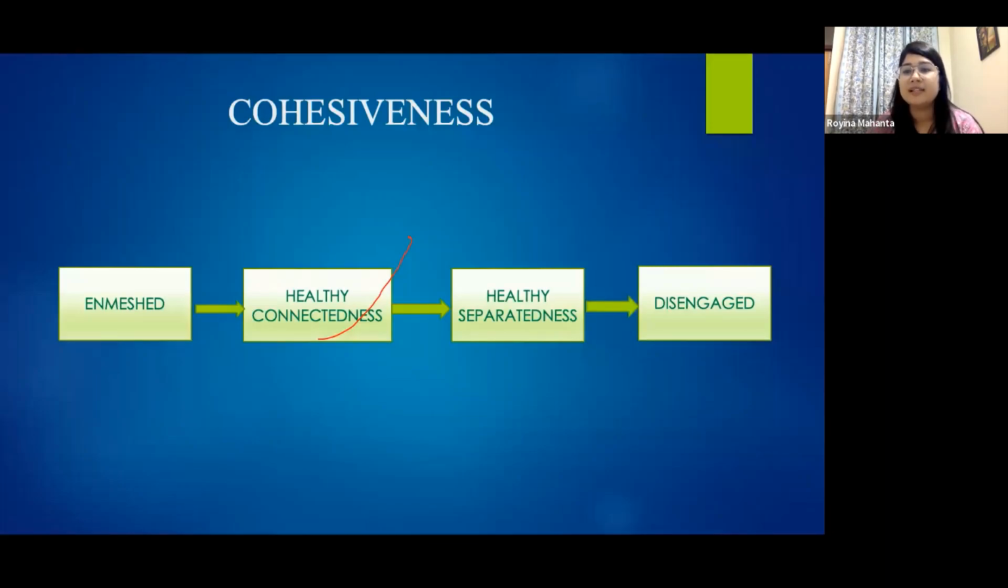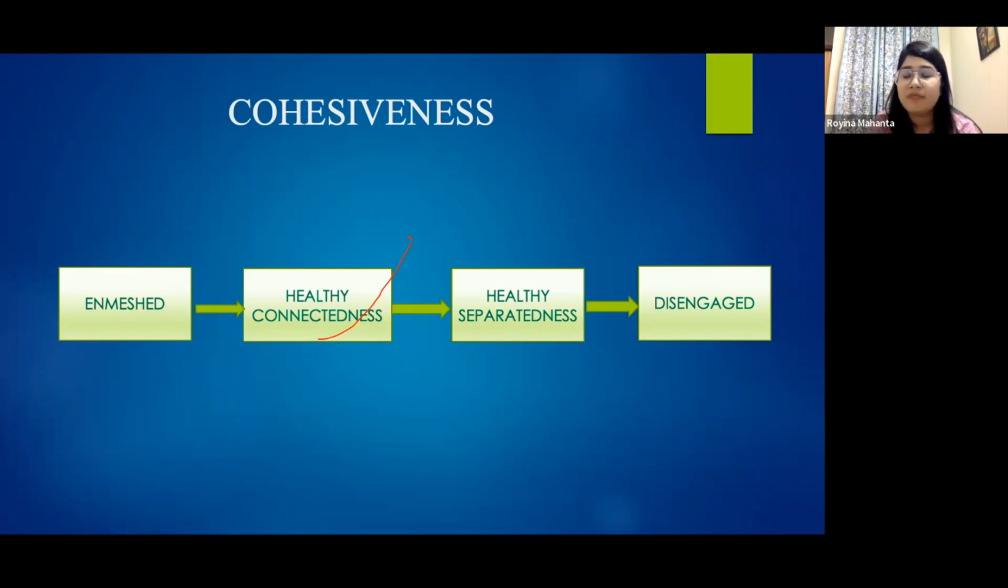Then the last is disengaged, in which we see that there is a very high degree of independence. That is, everybody in the family is very individualistic and nobody knows what is going on in each other's lives. So there will be absence of family rituals in disengaged families. So they may not be having meals together, going for trips together, doing things as a family together. So in disengaged families, you will find all of these things missing.